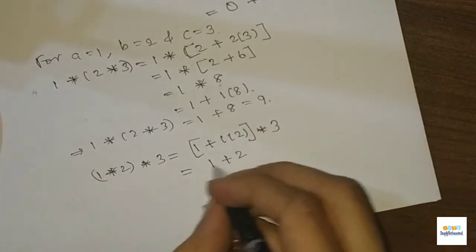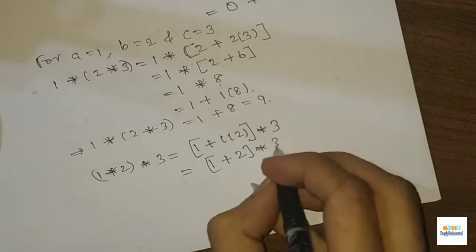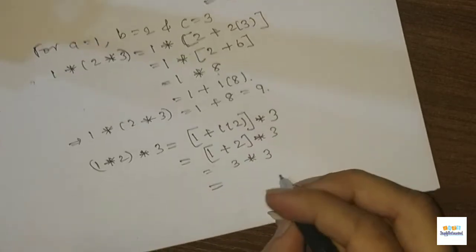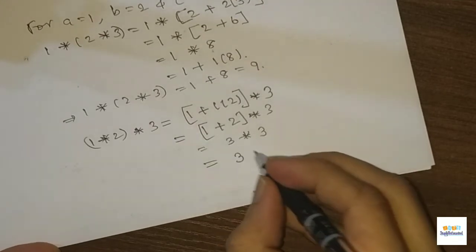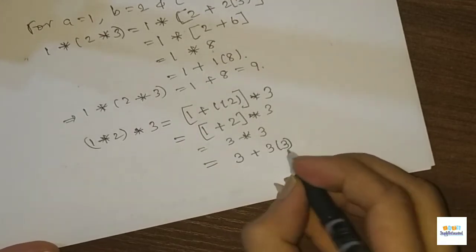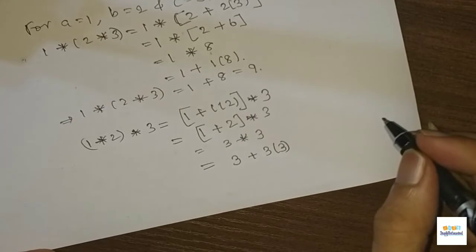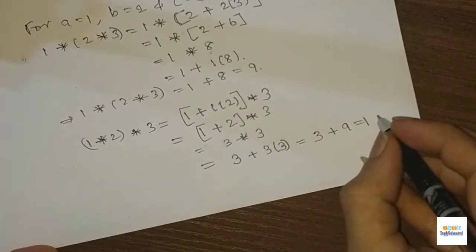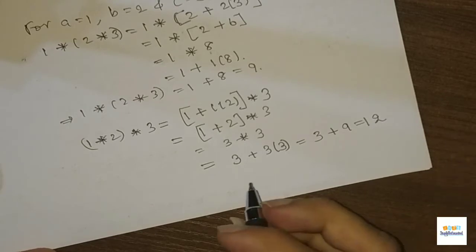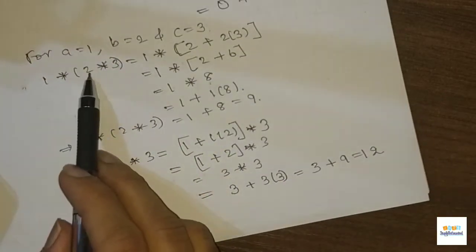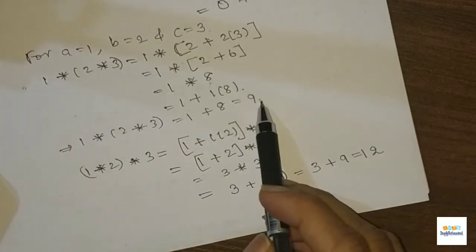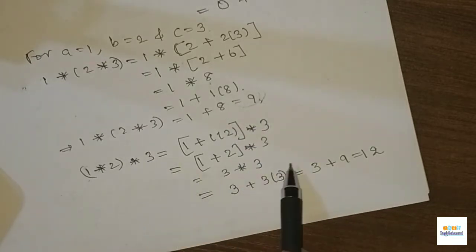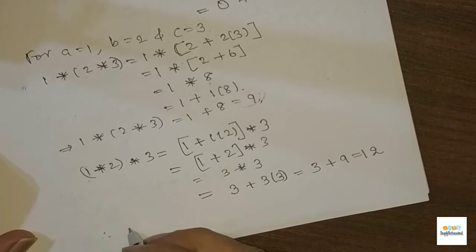So this is 1 star (2 star 3) (corrected: this is (1 star 2) star 3). Which is 3 star 3, which is equal to 3 plus 3 multiplied by 3, right? So which is equal to 3 plus 9, which is equal to 12. So you see that 1 star (2 star 3) is 9, and (1 star 2) star 3 is 12. So both are different.